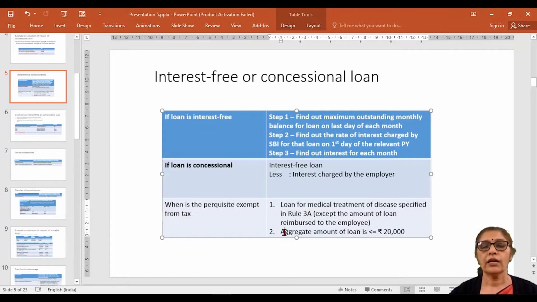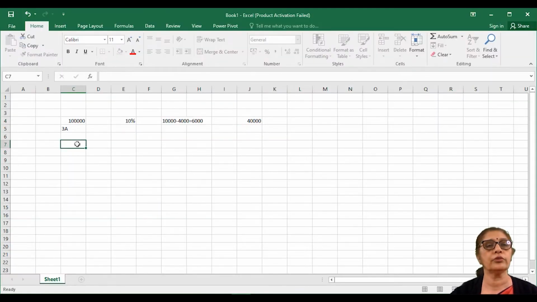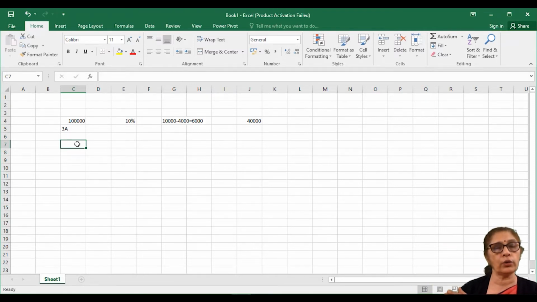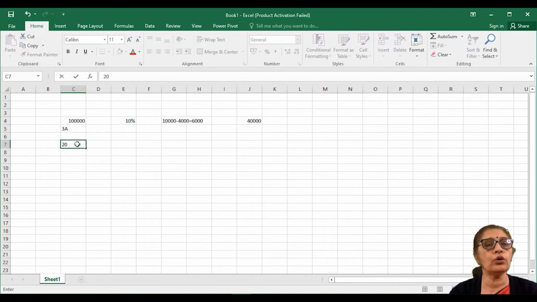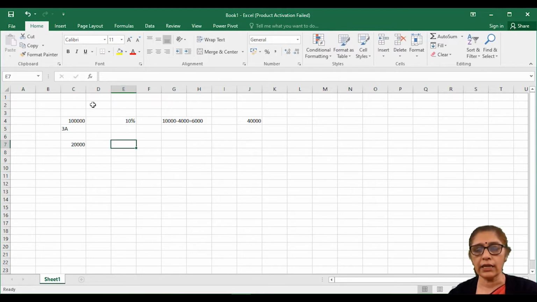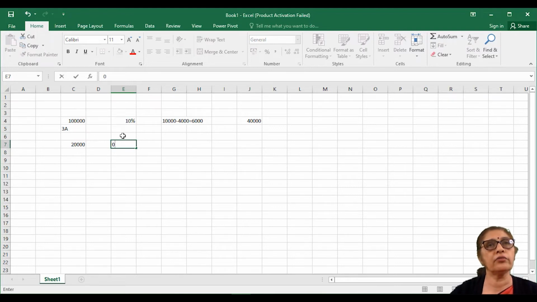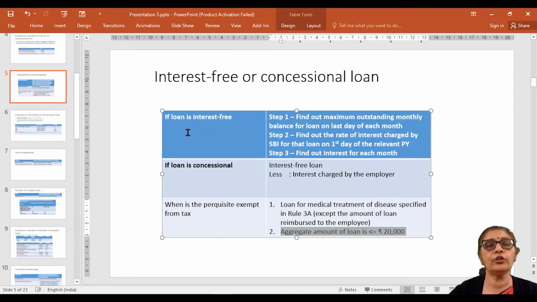Two, if the aggregate amount of loan is up to 20,000, so be careful about the amount of loan. Together, aggregate, not per loan, 20,000. If I take 18,000 five times, that makes it 90,000, taxable. But over the year, if you have taken a loan of up to 20,000 for any purpose, be it 3A or not 3A, this is again exempt from tax. Taxable value 0.